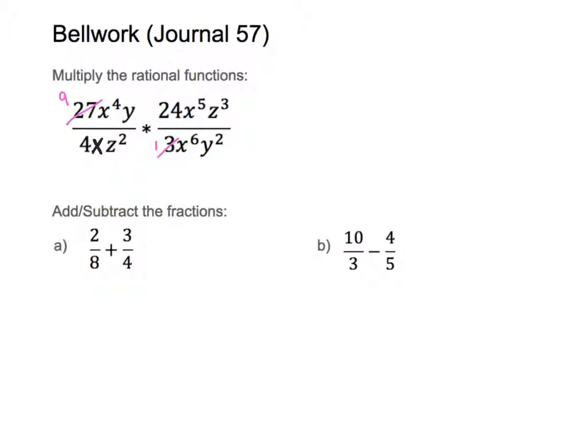Why do I do this? Well, because what happens is I'm reducing the number down to a smaller number, and that's going to make it easier to multiply later. So now let's take a look at the variables.